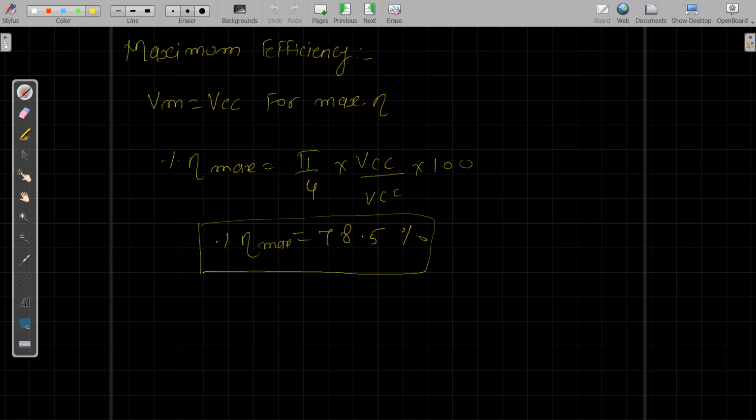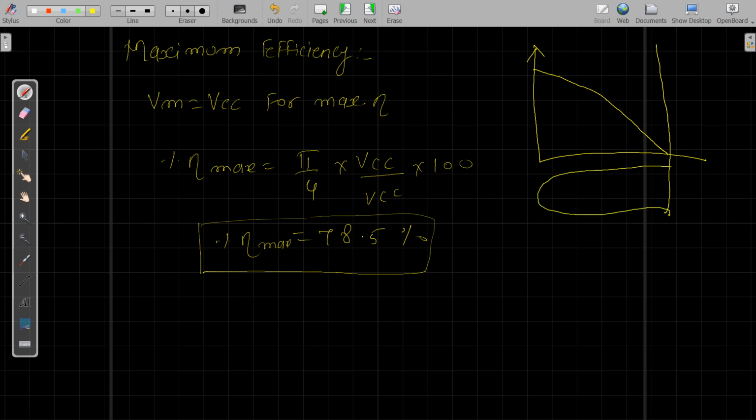Again here we want to know, because we had the formula for efficiency for class B power amplifier, which was pi by 4 Vm by Vcc, right? Now I want to know the maximum efficiency. The graph for the AC load line is like this. This is my DC load line. Now I want maximum swing, which is possible when Vm equals Vcc. This is my output characteristics, VCE on one axis and output current IC on the other.